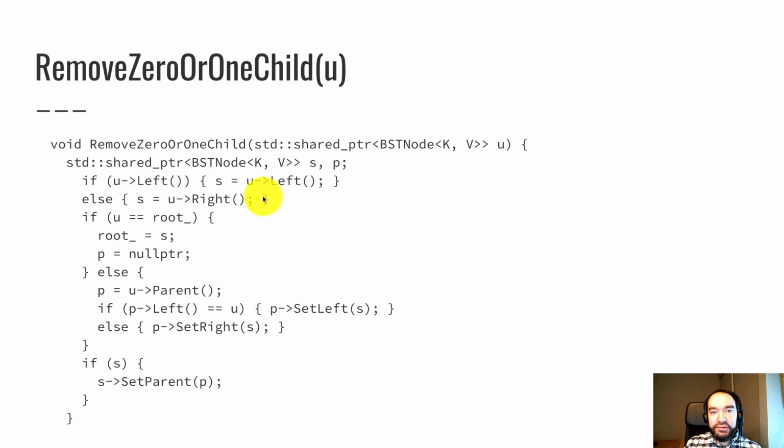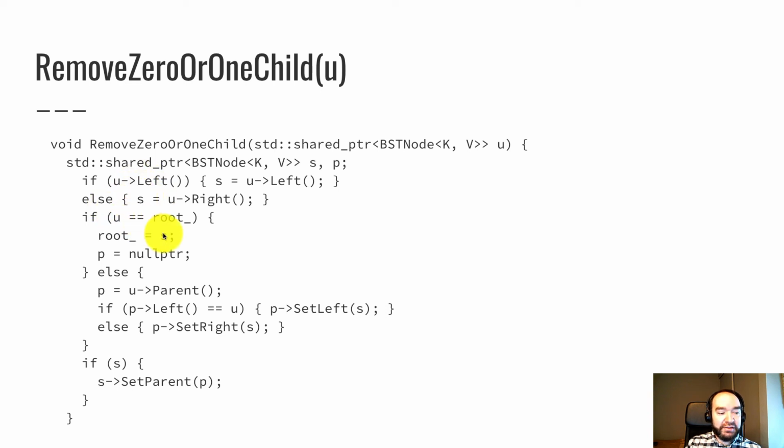U right could be non-null if you had one child, in which case S points to a node, or U right could be a null pointer if you had 0 children, but either way, that's the right thing to do. So after this if statement, S points at the one and only child of U if there is such a child, or if U has no children, S points at null.